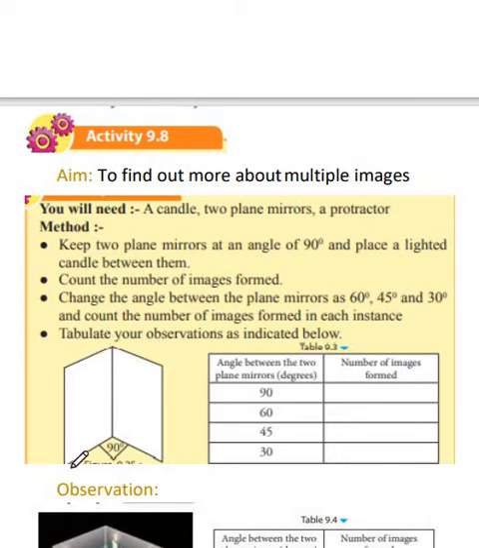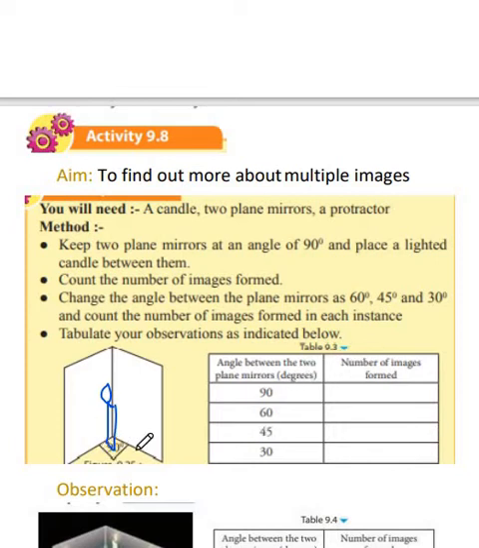If you have these, I'm pretty sure you can do it at home. If you don't have two plane mirrors that you can use for this practical, never mind. You can do it later at school when you go back to school. So you just keep two plane mirrors like this, and first keep the plane mirrors at an angle of 90 degrees. Place the candle in between the two mirrors and record the number of images in the observation table.